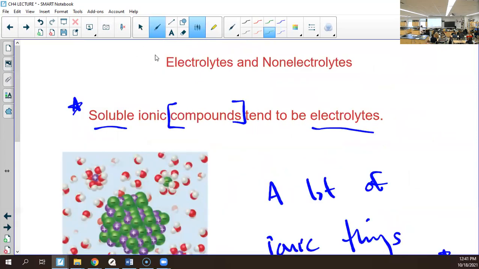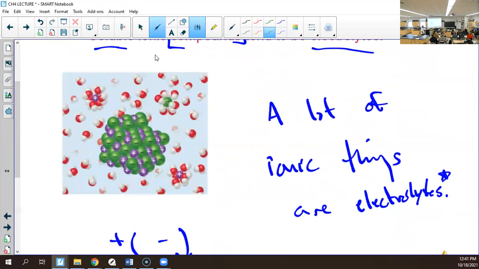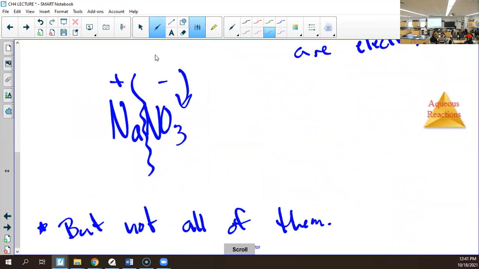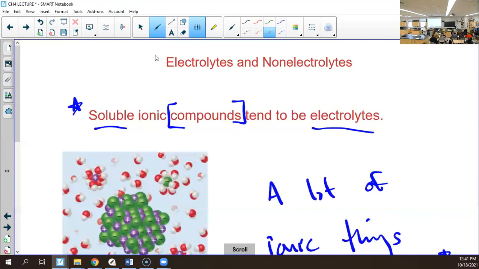Soluble ionic compounds tend to be electrolytes. Now, a lot of ionic things are electrolytes. Hold on, I'll go there in a second, but not all of them. It's October, so there's your foreshadow scary moment. Wait, so is nitrate not an electrolyte? No, it's the best electrolyte we have.